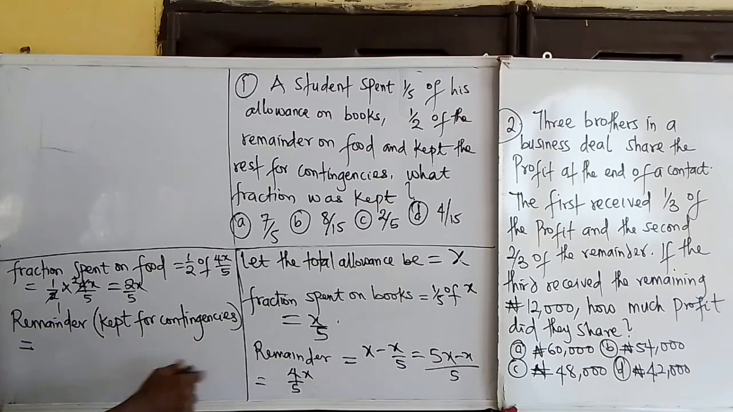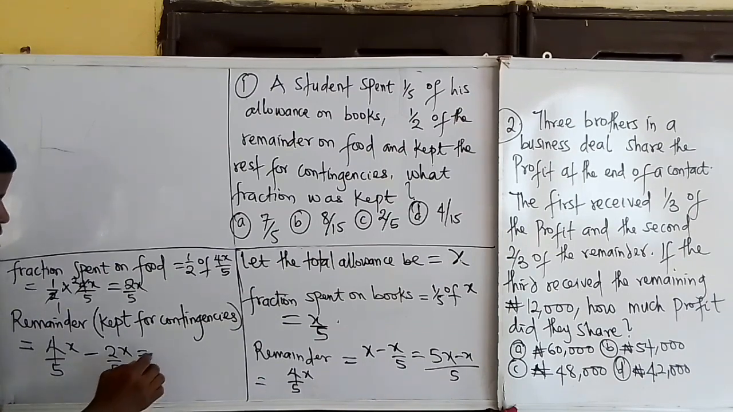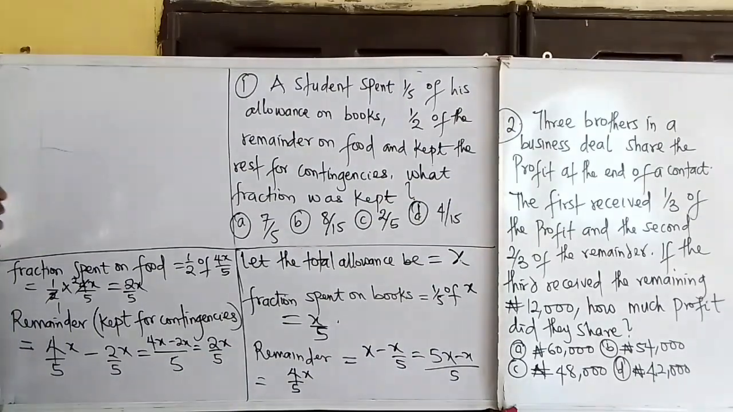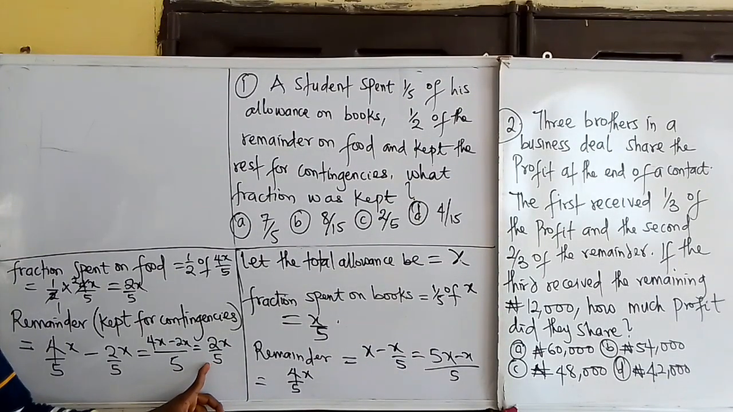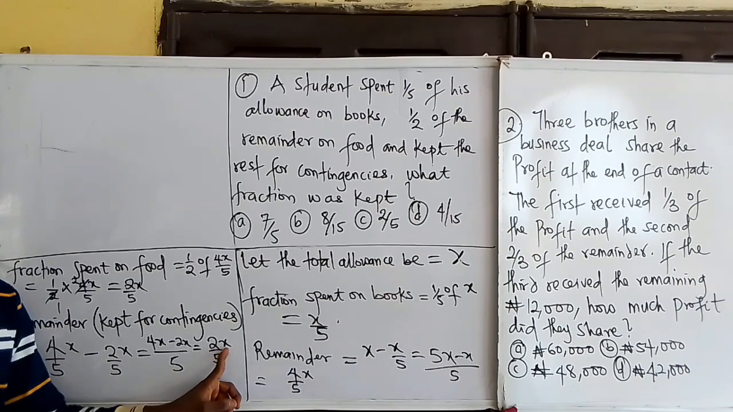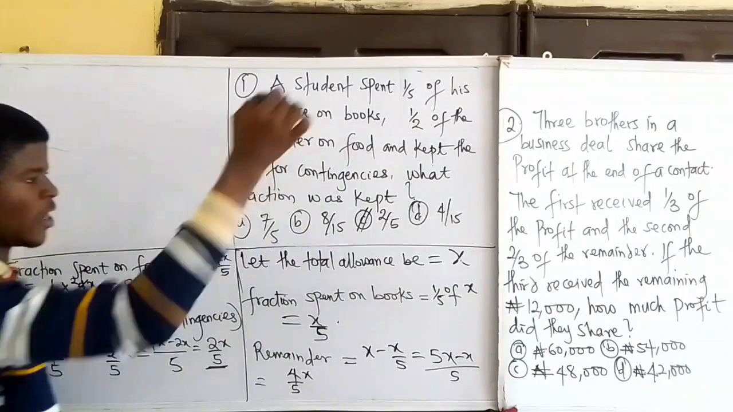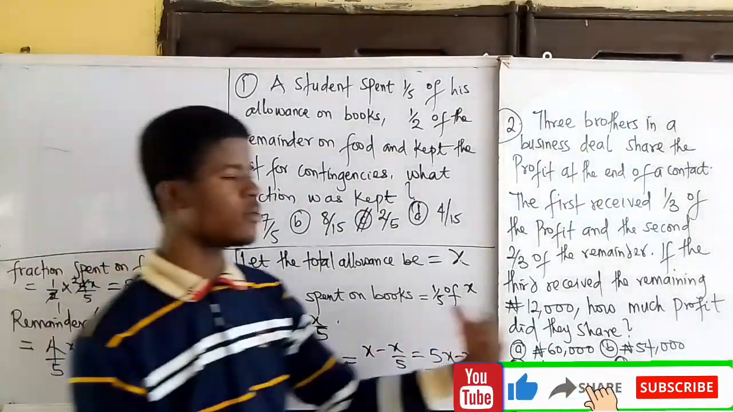So this is equal to the remainder, which is 4X over 5, minus the fraction spent on food, 2X over 5. The denominators are the same. We have 4X minus 2X. So this is actually 2X over 5. So the fraction that was kept for contingencies is 2/5 of the total allowance. 2/5 of the total allowance. So that gives us 2/5. So now let's go to the next question.